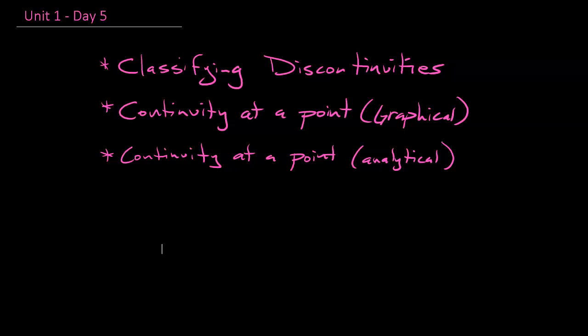So the three things we need to cover today are classifying discontinuities and then trying to state continuity at a point, both from a graph and from an equation. Let me at least talk about discontinuities before we even worry about them. There are two types of discontinuities. There is what's called a removable discontinuity.